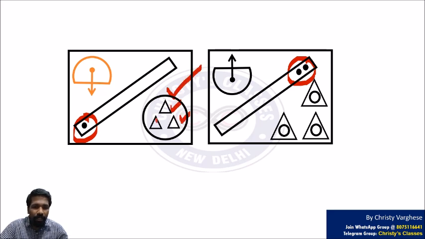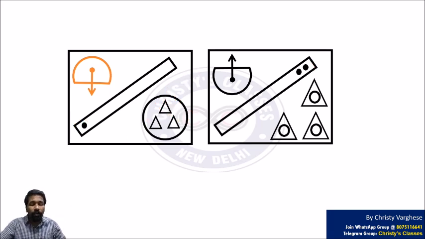Inside that there are three triangles. In the next picture, circles are going inside the triangle. As there are three triangles, you can think like the big circle is becoming three small circles and getting inside the triangle. One of the previous questions, we used this idea. What is inside is going outside. What is outside is going inside.